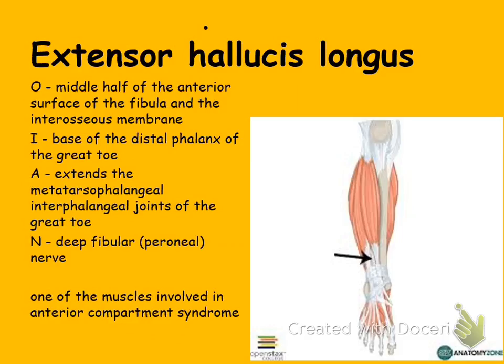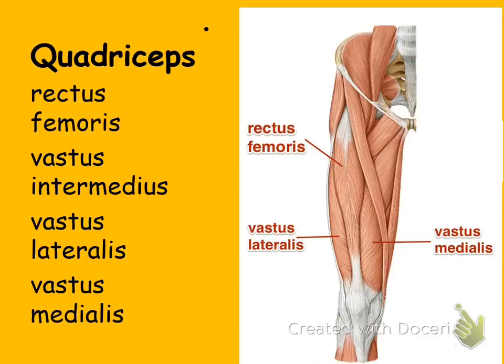Extensor hallucis longus. What is hallucis? It's another name for it, hallucis. Where do we find the hallucis at? Big toe is the hallucis. Very good. Medial half of the anterior surface of the fibula and inserts then on the big toe. Extends the big toe backwards.